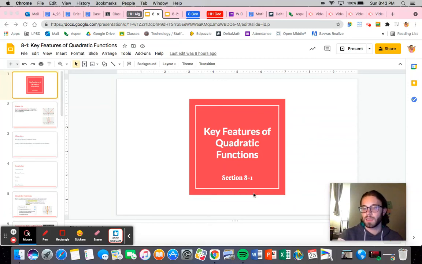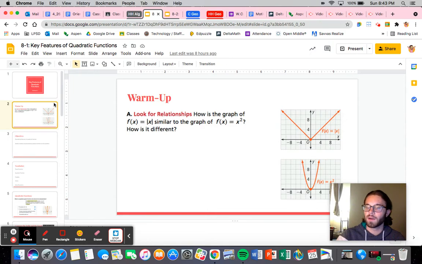Hi everyone, just wanted to take a minute to talk a little bit about key features of quadratic functions. This is the start of chapter 8, so we are moving on to a new type of function. You will have seen these before at some point, most likely. It'll be functions dealing with squared values. All right, so let's take a minute and preview this for ourselves.